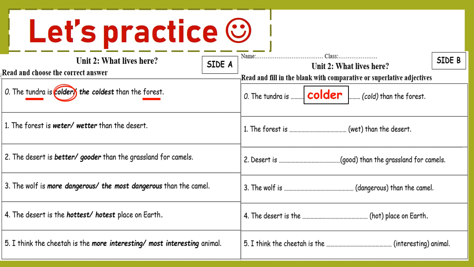Remember, you have 8 minutes, so please, after you finish, you can write at least 2 more sentences using comparative and superlative adjectives. Now, it's time for you to do side A or side B and write the sentences on the notebook.